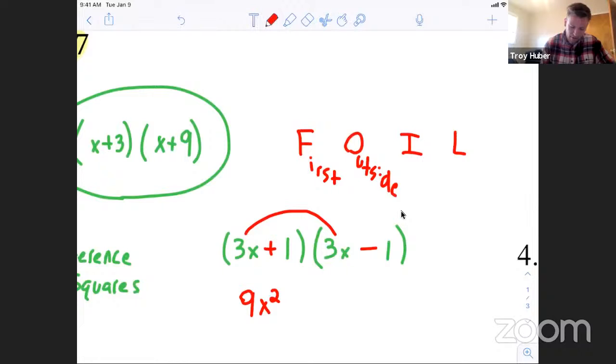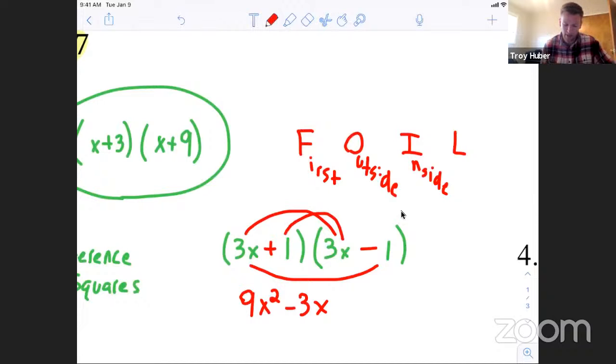So our outside two would be 3x times negative 1, which would be a negative 3x. Inside, so our inside two would be this 1 times 3x, so that would give me a positive 3x. And then last, so last would be 1 times negative 1, which would give me negative 1.